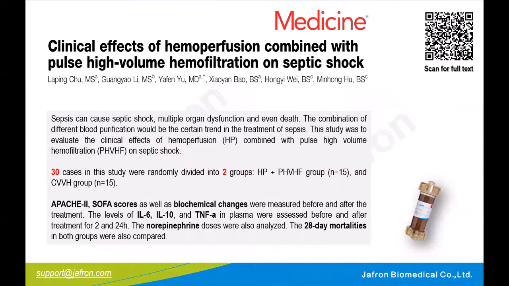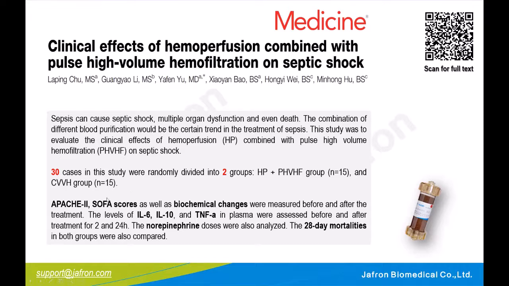So now we come to the HA330. We have 2 publications of the HA330, and the first one is about sepsis. It was published this year, and in this study, they enrolled 30 patients, and they were randomly divided into 2 groups. In the therapy group, there is hemoperfusion plus post-high volume hemofiltration, with 15 patients. And in the other group, the patients just received CVVH.